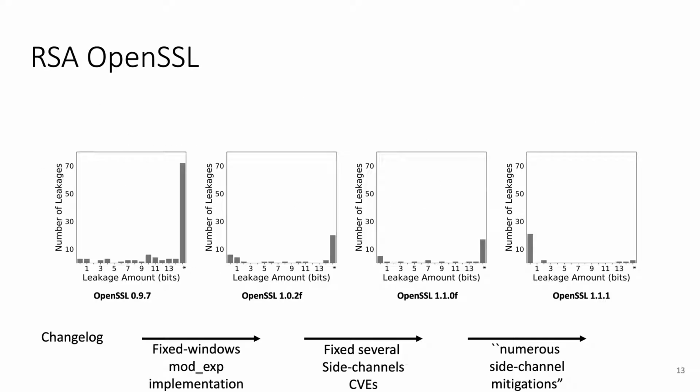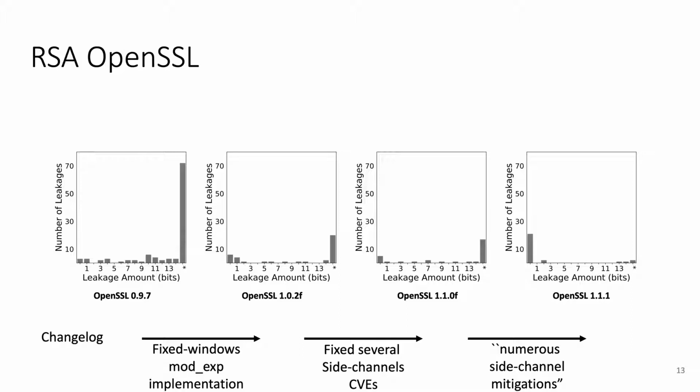Here is a case study for the RSA implementation in OpenSSL. We quantify all the leakage sites in OpenSSL in different versions and compare the result with the changelog. The results show that new versions of OpenSSL leak less information compared to the previous versions. In our evaluation, we find all the leakage sites that leak more than 6 bits of information are fixed in the later versions. We quote the update from the changelog.